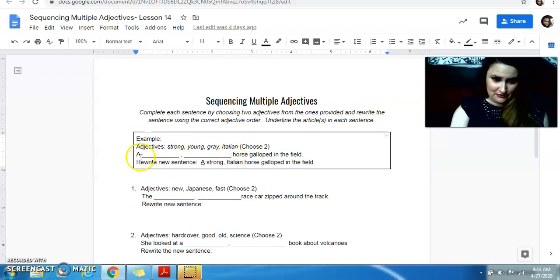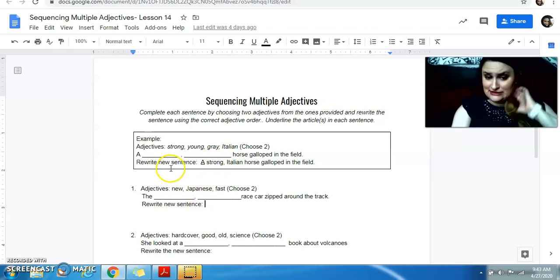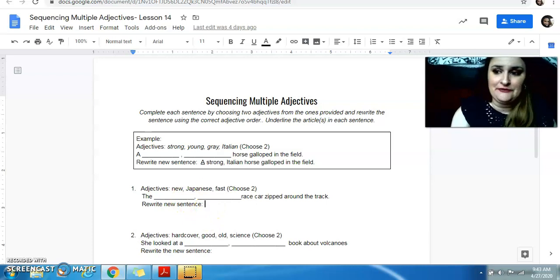So this is the example: a blank, comma, blank horse galloped in the field. I chose strong, Italian horse galloped in the field. So Italian will come second because that's the origin, right? So you are going to rewrite the sentence down here. You don't need to put the words in the blank spaces. You're going to rewrite it down here with the new adjectives that you're using. So this is the first Google Doc that you're going to complete.